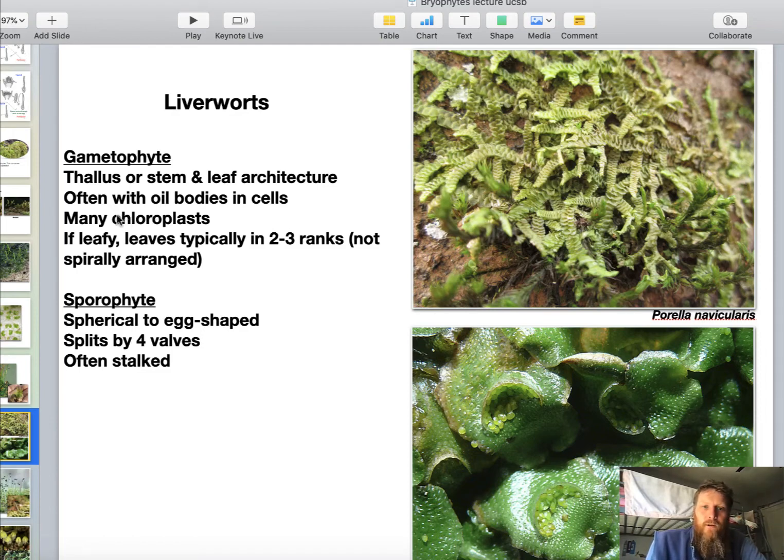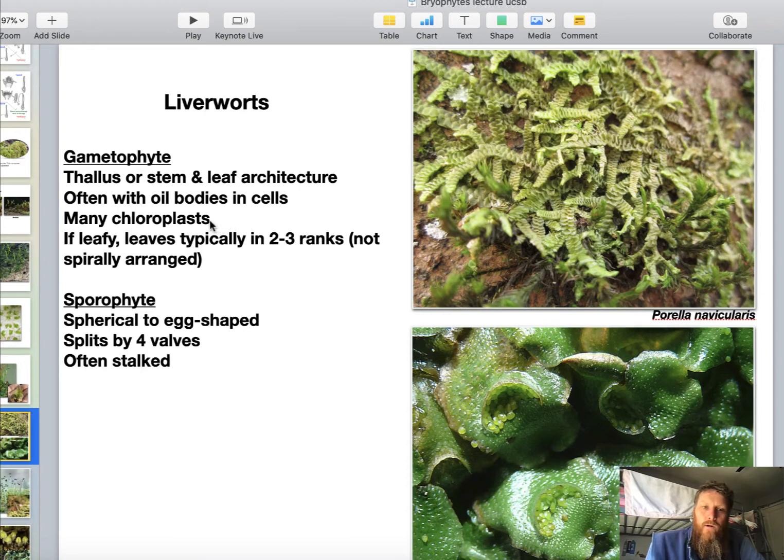But some of the other characters you can use is that under the microscope they have a unique organelle called oil bodies, and we're not entirely sure what these are for, but they're there in most liverworts. Now I'll show you an image. They're absent in mosses and hornworts and all other plants and all other living things.